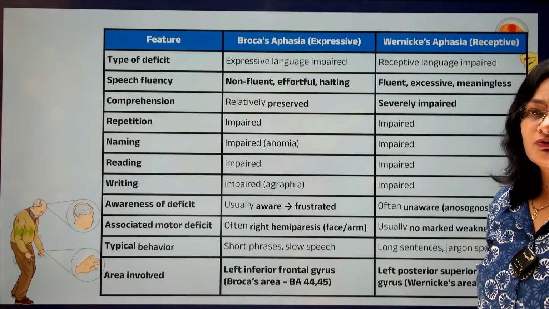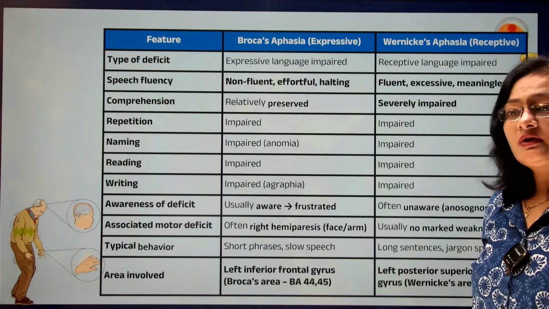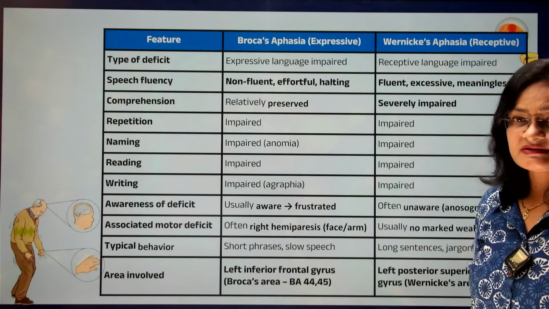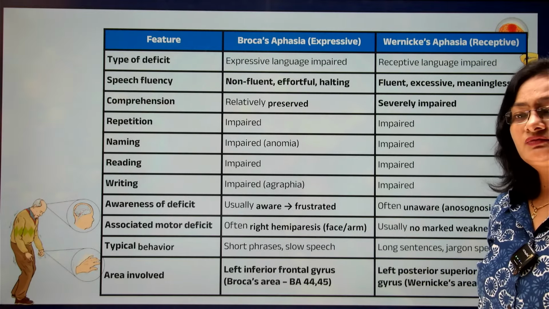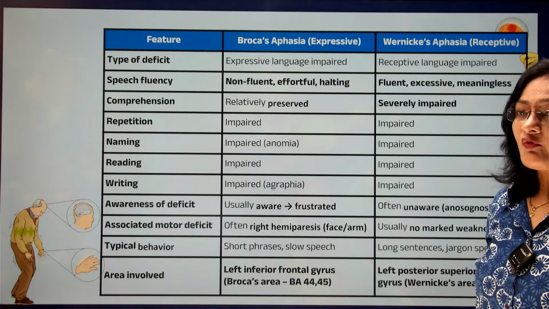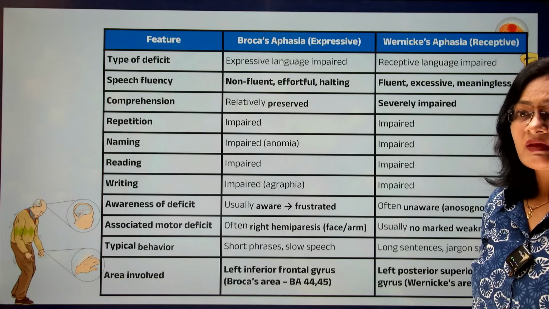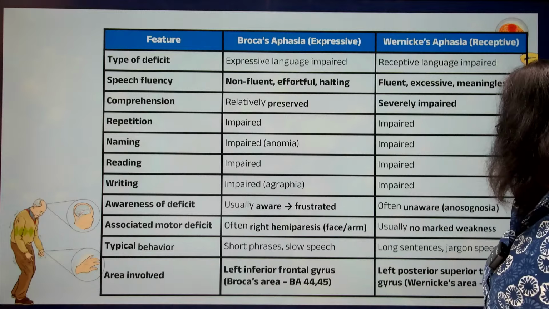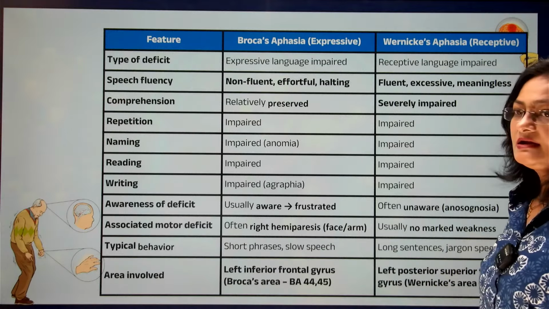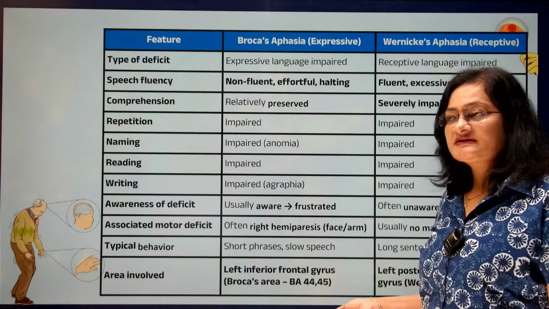Typical behavior includes short phrases and slow speech in Broca's aphasia, while long sentences and jargon speech in Wernicke's aphasia. Area involved, as I have told you: Broca's area, which is located in the frontal lobe, that is area number 44 and 45, will be affected in Broca's aphasia, while Wernicke's area, which is area number 22, will be affected in Wernicke's aphasia. So this is the basic difference between Broca's and Wernicke's aphasia.